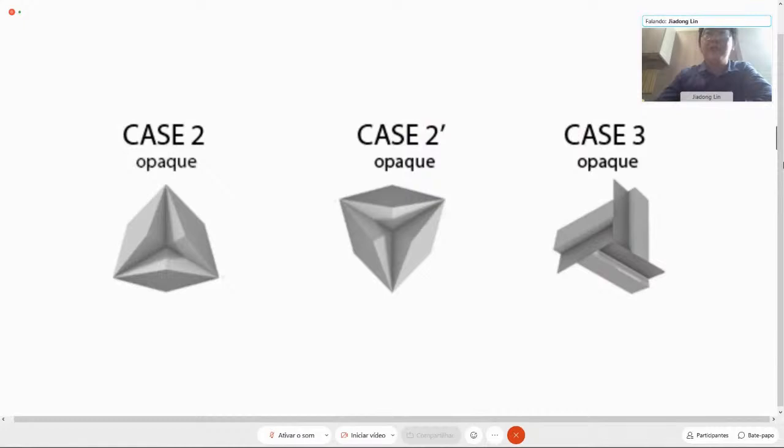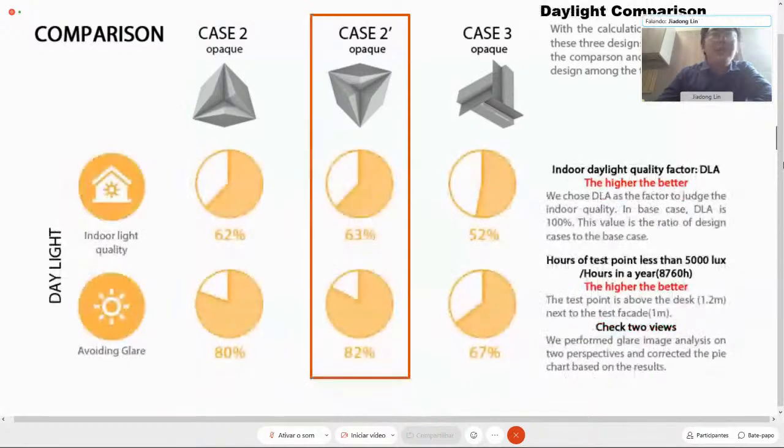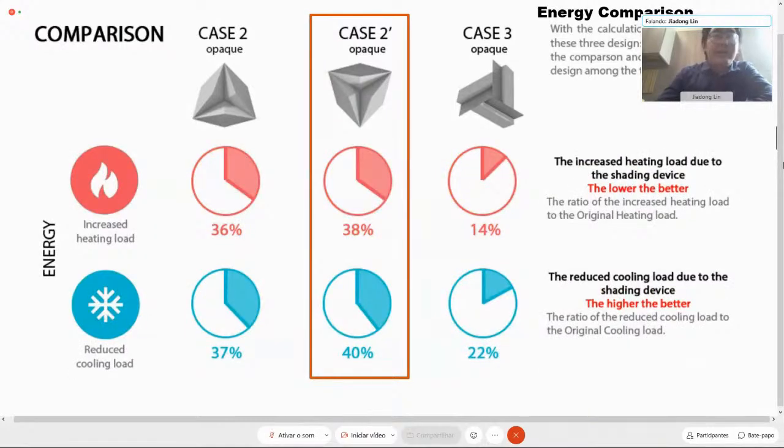After changing the material of the film, as we said before, we make an improved calculation for case 2 and case 3, and name them as case 2 opaque, case 2 new opaque, and case 3 opaque. And we repeated the previous simulation and calculation process. After completing the comparison of UDI, DLA, DGP, and the rest, we got this result. In geometric part, case 3 does not perform good. And in daylight part, case 2 opaque is best. In energy part, case 2 new opaque is also the best.